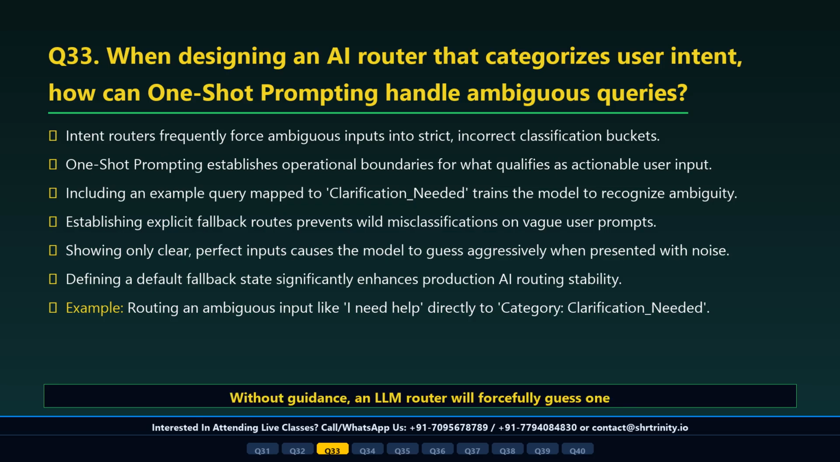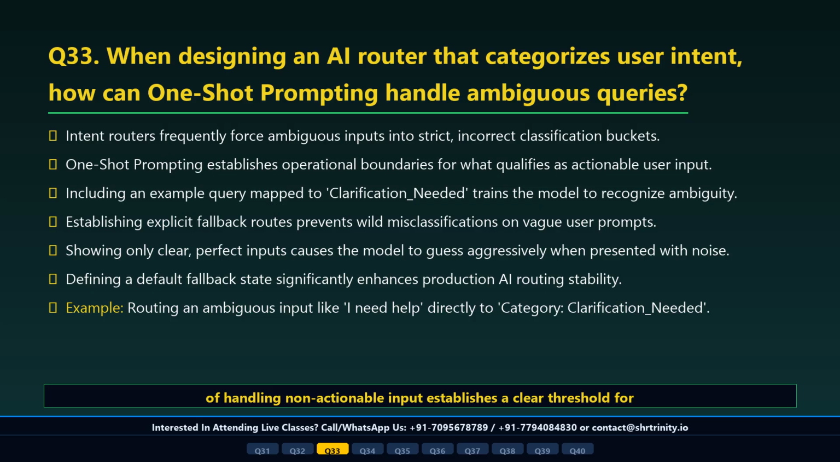To fix this, we use one-shot prompting to set explicit classification boundaries. As outlined in our bullet points, showing one example of handling non-actionable input establishes a clear threshold for routing. If you only provide examples of perfect queries, the model assumes every input must map to a primary category. By introducing a designated fallback category like clarification_needed, we give the model a safe destination for low-confidence inputs.